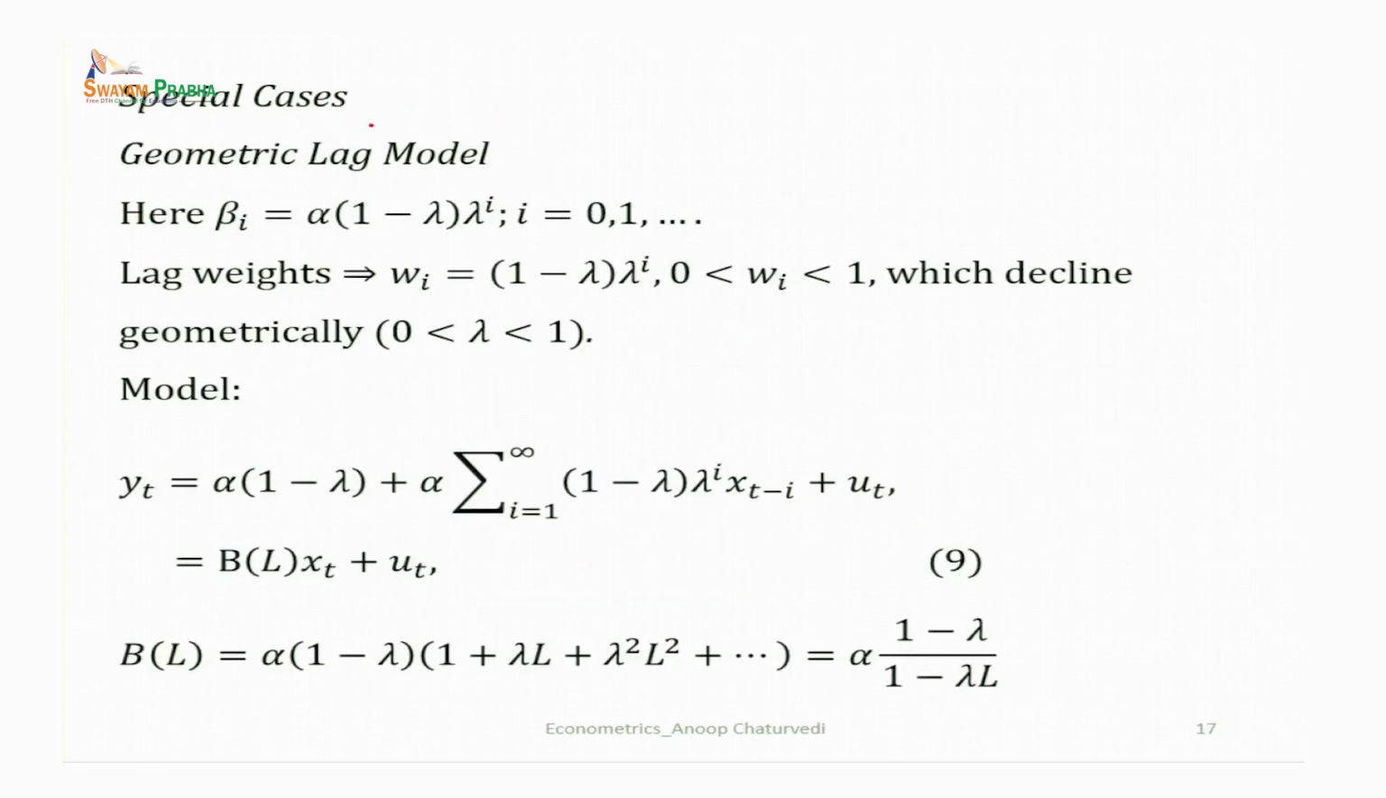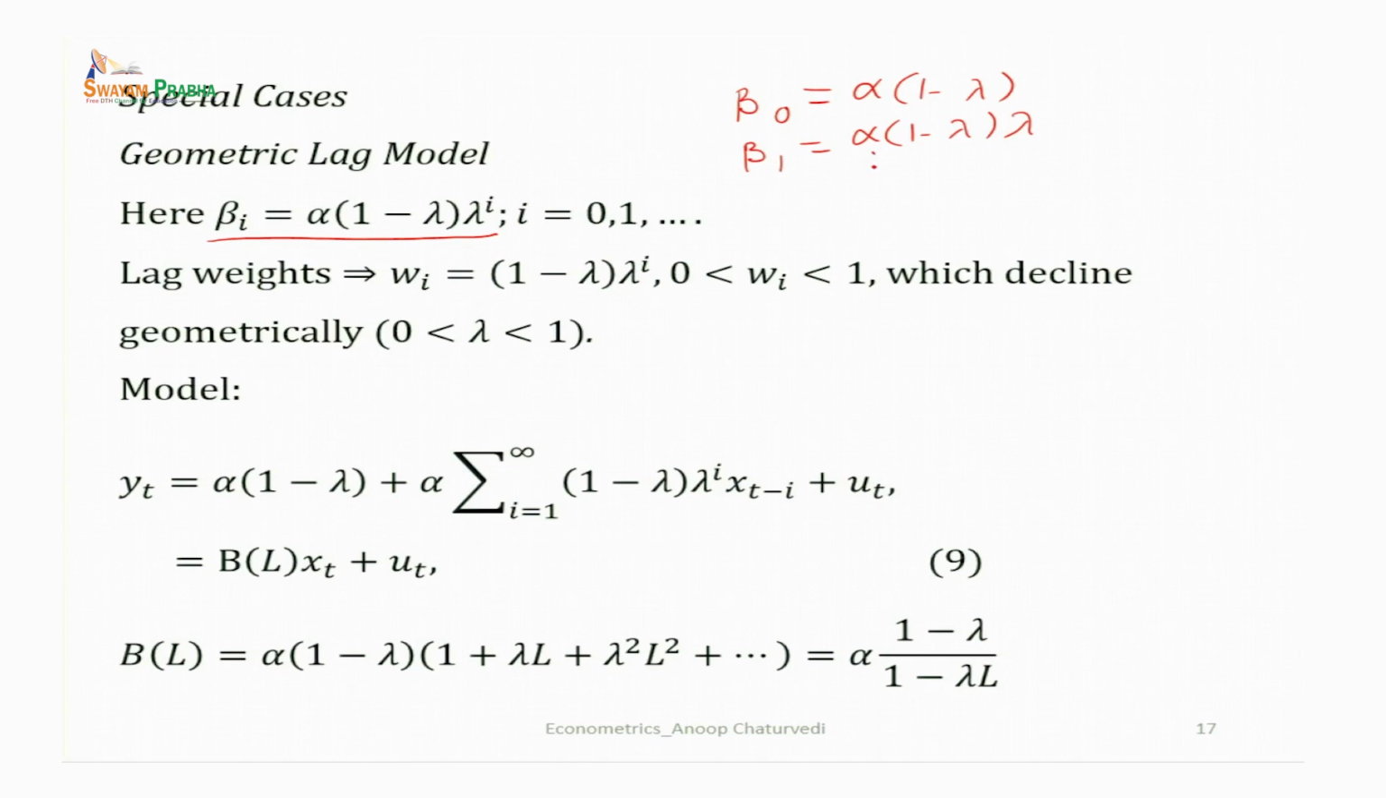So, we consider some special cases, say the geometric lag model. In the geometric lag model, we assume that beta i is equal to alpha into 1 minus lambda into lambda to the power i, for i equal to 0, 1, and so on. So, these coefficients are declining geometrically. For i equal to 0, you get beta naught equal to alpha into 1 minus lambda. For i equal to 1, you have the coefficient beta 1 equal to alpha into 1 minus lambda into lambda, and so on.